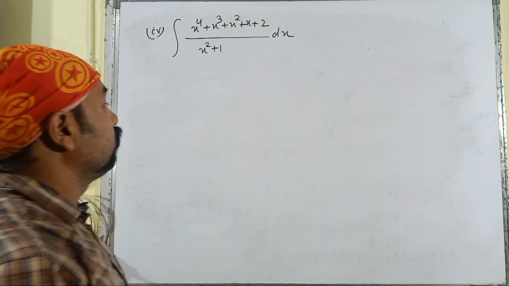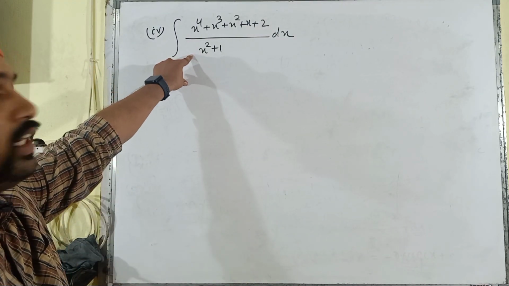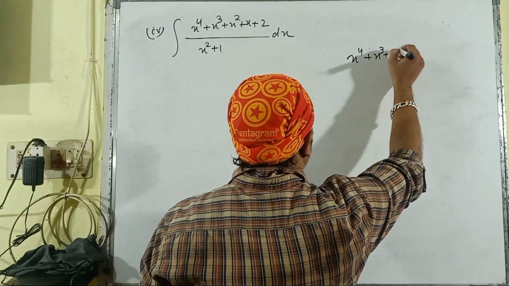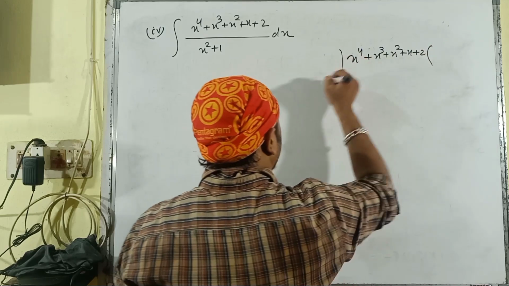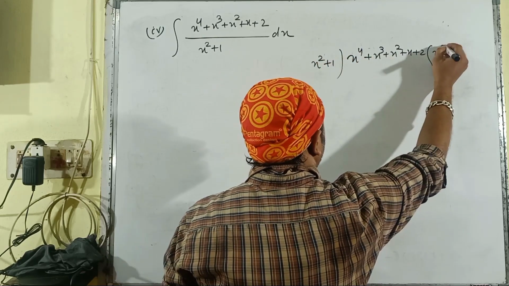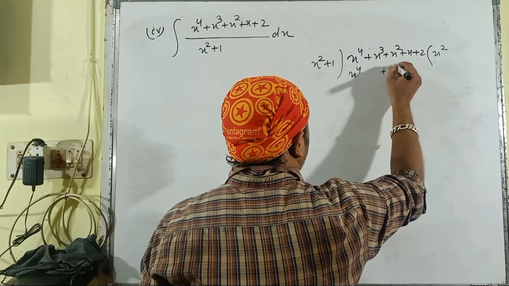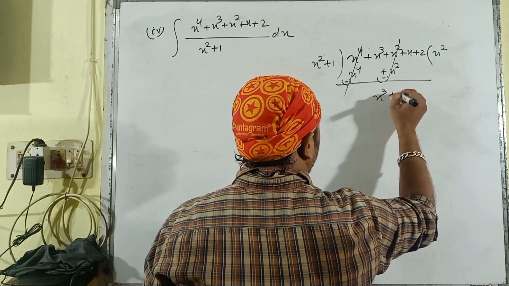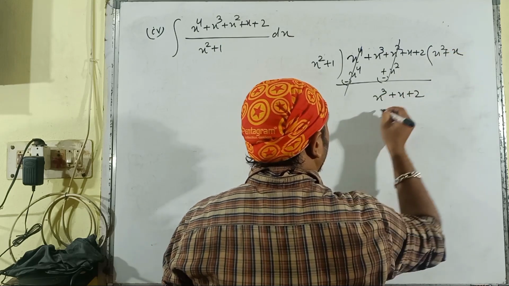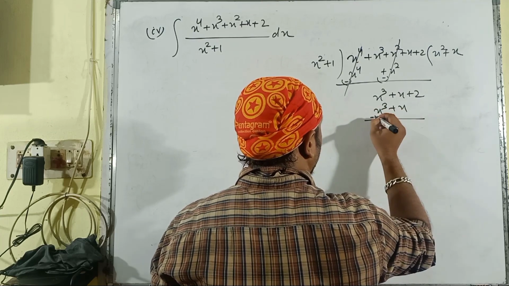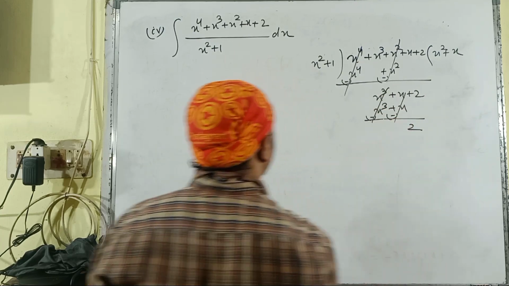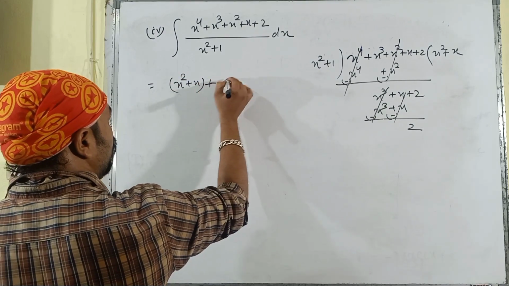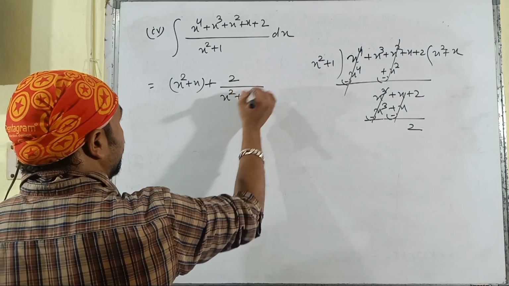Again, you can see that in the fourth bit, the degree of the numerator is greater than the degree of the denominator. So we have to divide the numerator by the denominator, and we are getting here, so it can be written in the form of x square plus x plus the remainder 2 divided by x square plus 1.